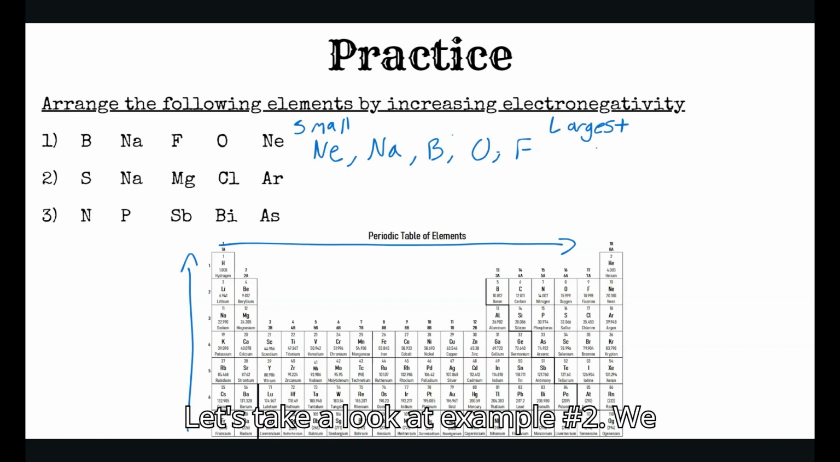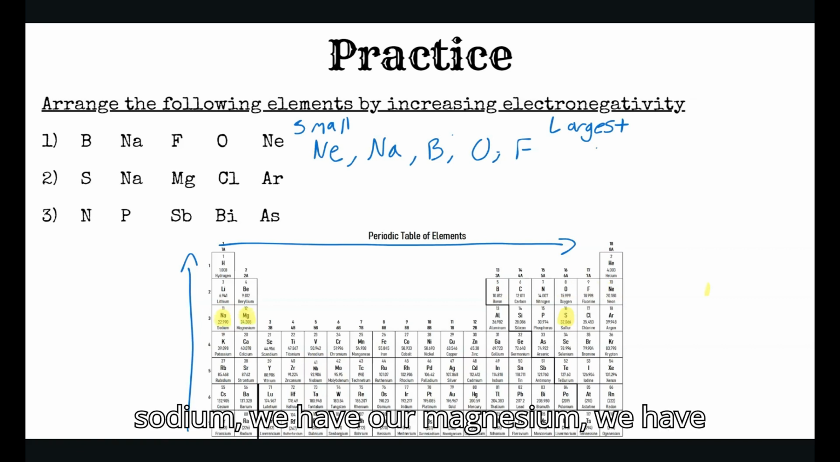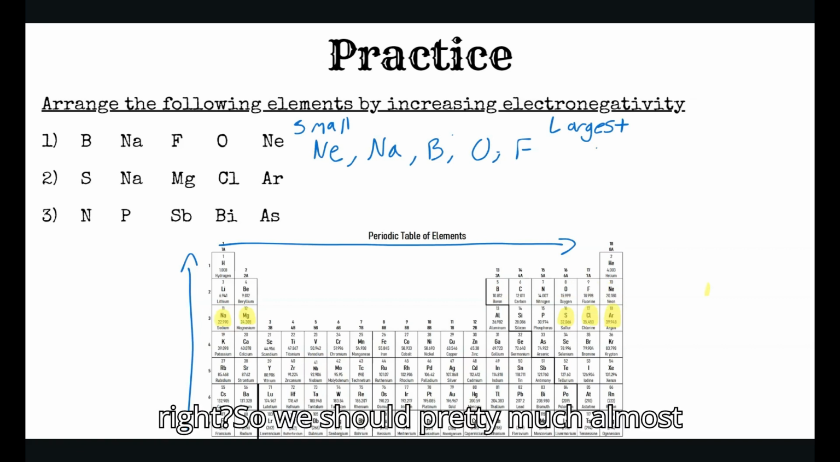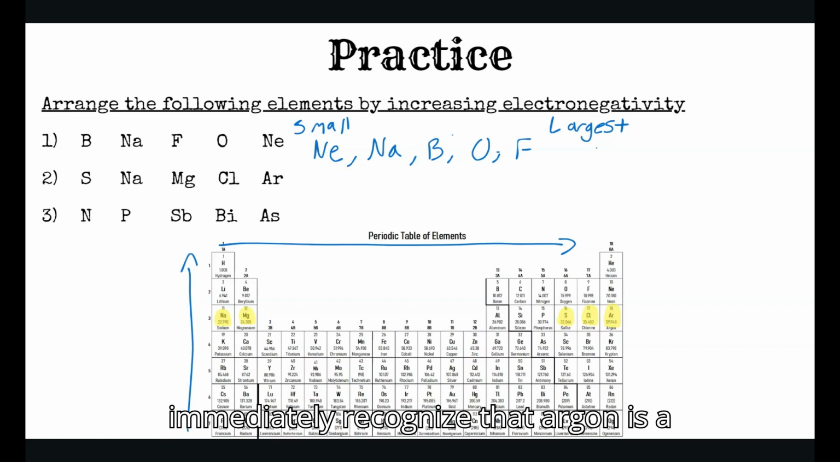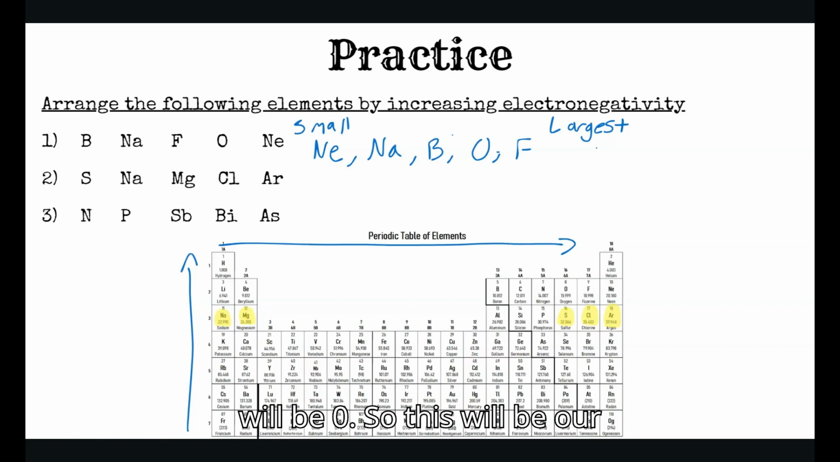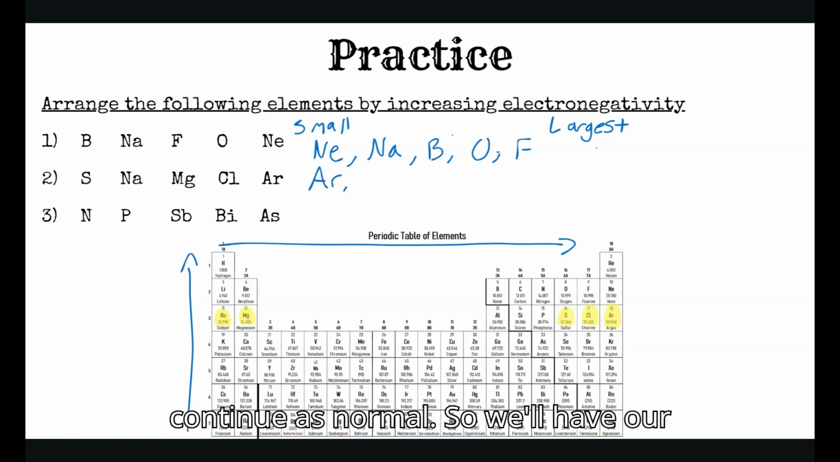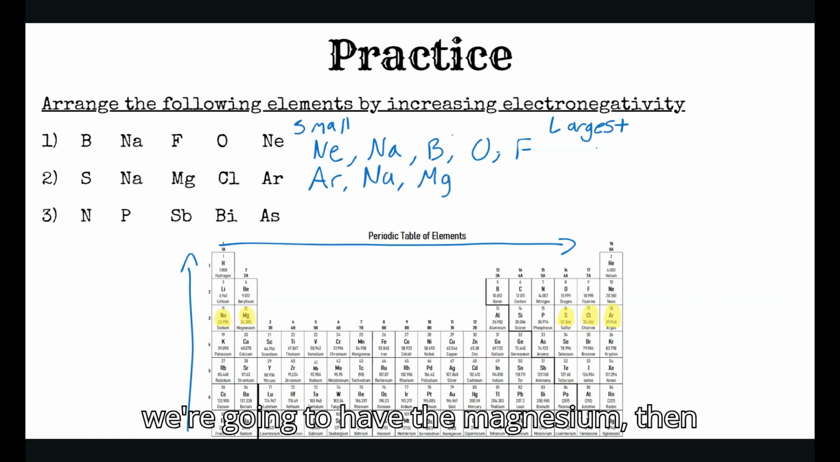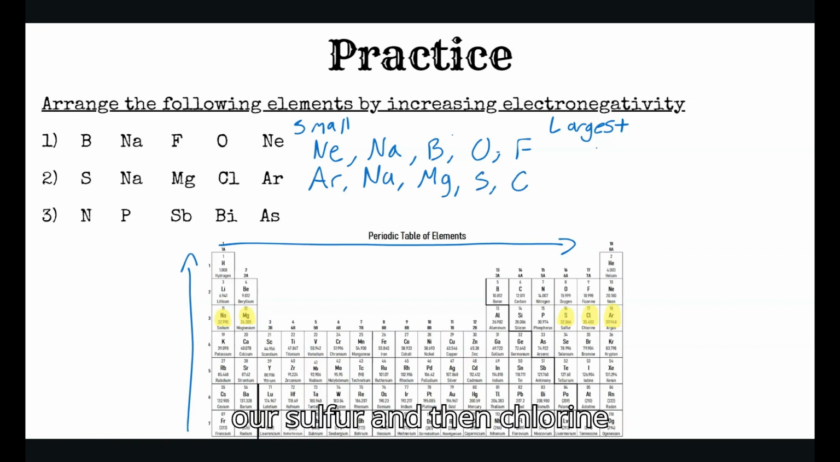Let's take a look at example number 2. We have sulfur, sodium, magnesium, chlorine, and argon. We should almost immediately recognize that argon is a noble gas and its electronegativity will be zero. So this will be our Ar. Once we have the noble gas as the smallest, we're able to continue as normal. So we'll have sodium next, then magnesium, then sulfur, and then chlorine being the largest in this group.